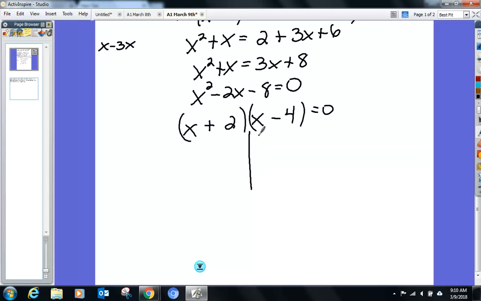There are my factors. X minus 4 equals 0. X plus 2 equals 0. Got it? 2 answers. X equals -2 and X equals 4.